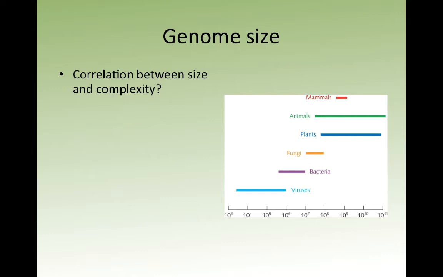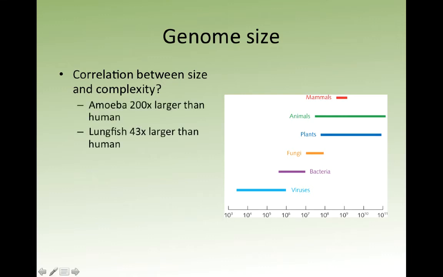However, you will notice that there are organisms with very large genomes which may not necessarily be overly complex. For instance, an amoeba has a genome approximately 200 times larger than the human genome, and the lungfish has a genome approximately 43 times larger than the human genome. You could make the argument that both of those organisms are more complex than us, but I think you would have a hard time doing so. So there are obviously some discontinuities in that argument.